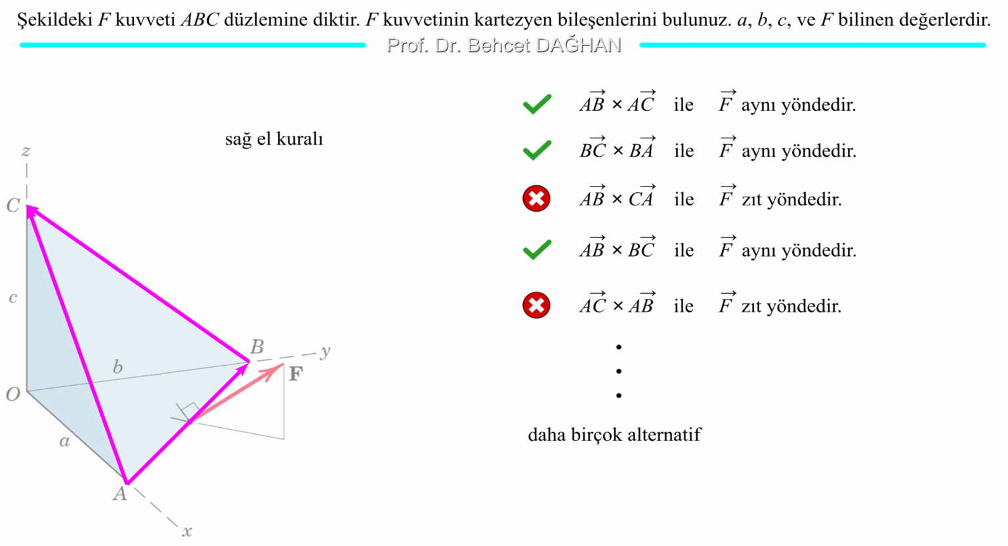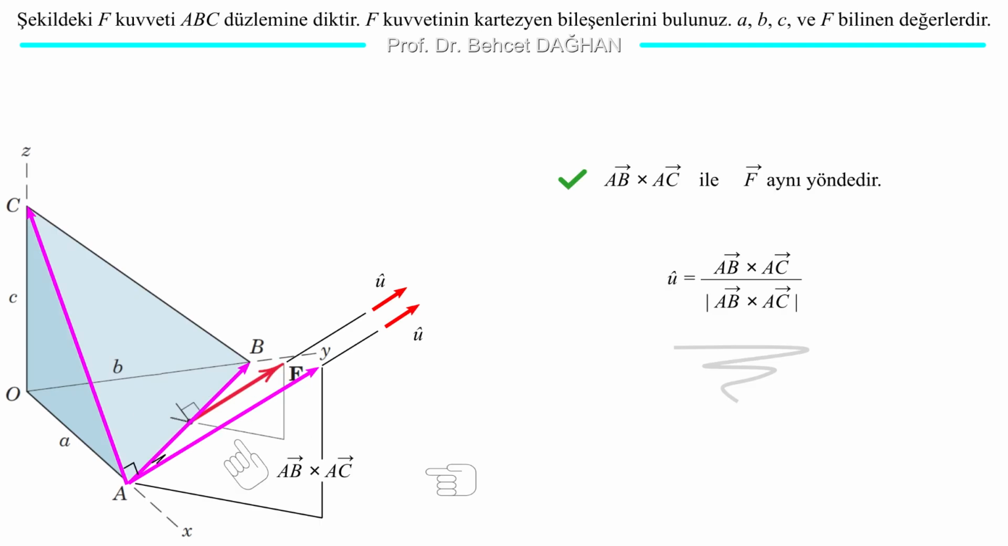For example, we can multiply AB and AC. We can multiply BC and BA. But if we multiply AB and CA, we get a vector in the opposite direction to F. We shouldn't do that. Now let's take AB and AC. When we multiply the AB vector by the AC vector using a cross product, we obtain a vector perpendicular to the ABC plane. When we divide this vector by its magnitude, we obtain the unit vector in that direction. That is, we obtain the unit vector we are looking for.